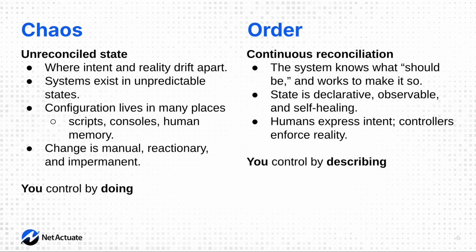But the way that you calm a chaotic state is by providing order. And the way to always provide order to chaos, in my opinion, is through continuous reconciliation. If you abstract the problem and you build the systems around it, then the system knows what it should be, and it works to make it so. The state is declarative, observable, and self-healing. And because of that, you're more describing and expressing intent and trusting the systems and the engineers behind you.